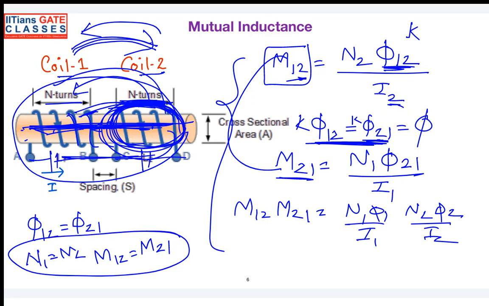Whatever the flux linkage from 1 to 2 will not be the same as from 2 to 1. So when I assume that phi12 is equal to phi21, when will it happen? The same current is flowing through both the coils. Yes or no?